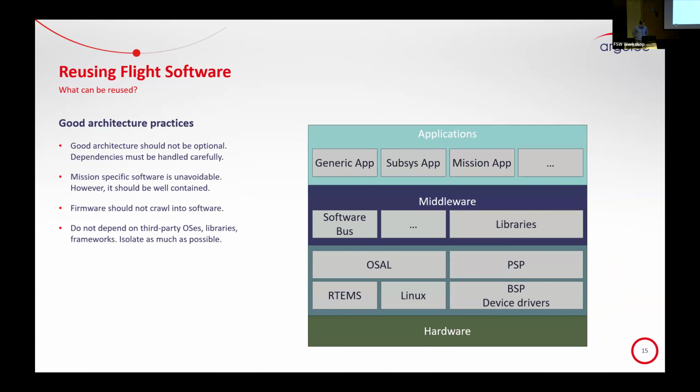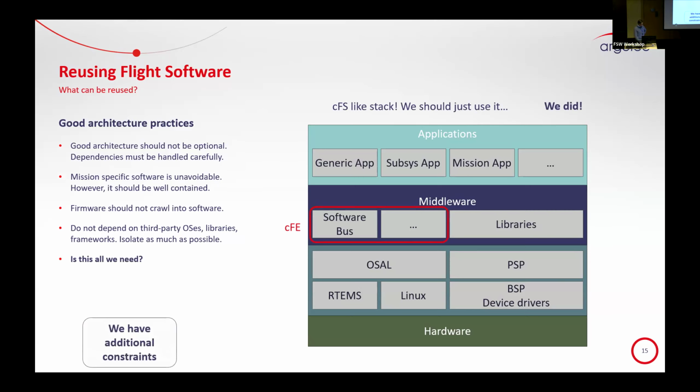So we tried to look into the architecture, and these are some common good architecture practices: handle dependencies carefully, try to isolate mission-specific software, keep the firmware low, close to the hardware, isolate the operating system with an abstraction layer, and we kind of got this architecture that is quite familiar, I would say. Kind of looks like CFS, and as I said, we used it. But then we also needed some modifications because we had some additional constraints, and maybe we also thought that we could do something a bit different.